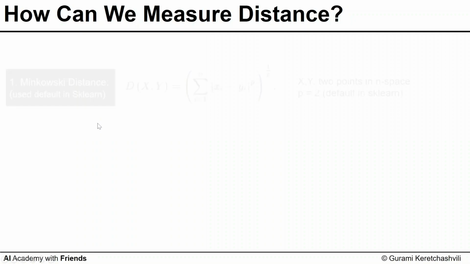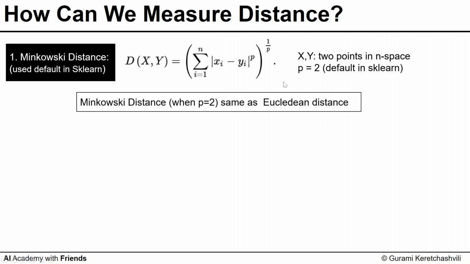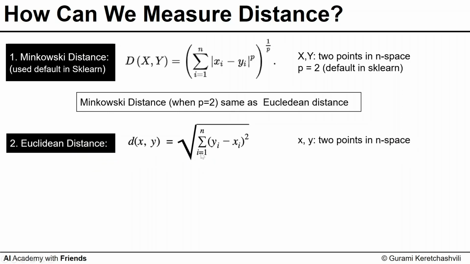We have different matrices. The most popular distance matrix is the Minkowski distance matrix, which has the following formula, where x and y are two data points in n-dimensional space and the p-value usually equals 2. When the p-value equals 2, the formula is the same as the Euclidean distance. Here is the simplified formula. The Euclidean distance formula is the square root of the summation of the squared differences between x and y values.